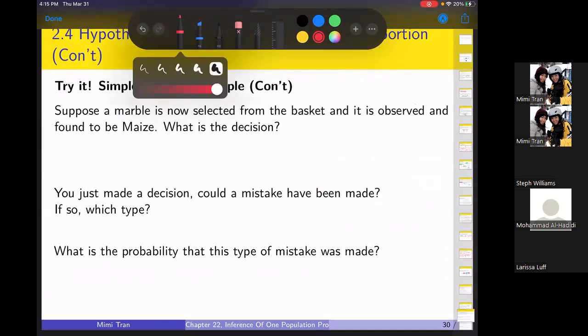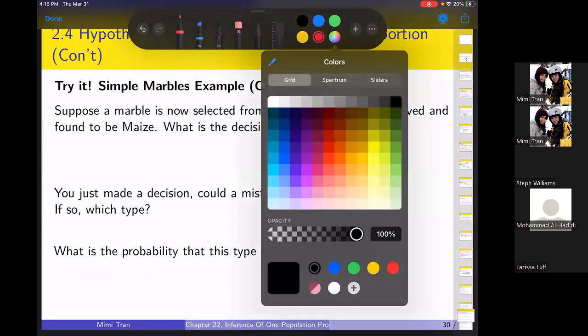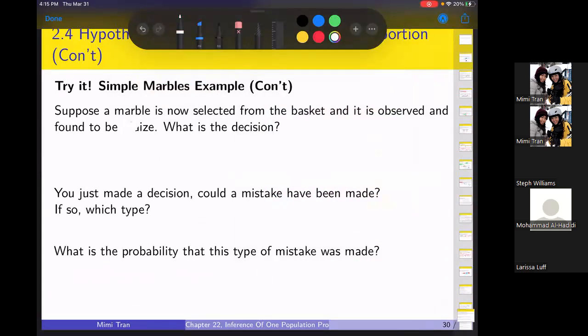So when I taught this class at a different school, I used blues and maize, but here, blue.